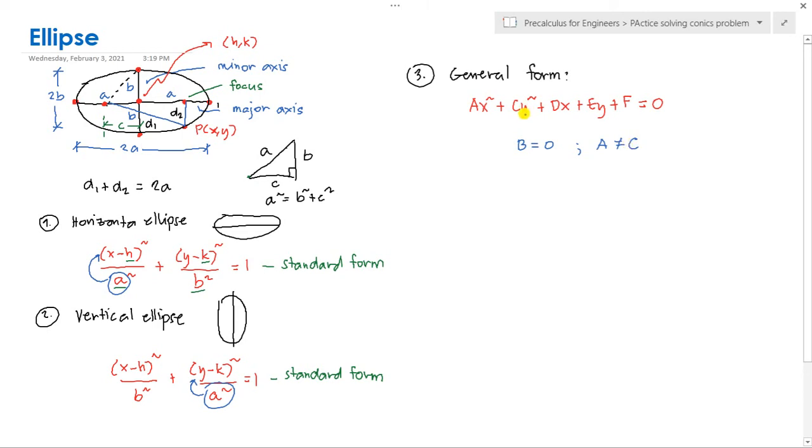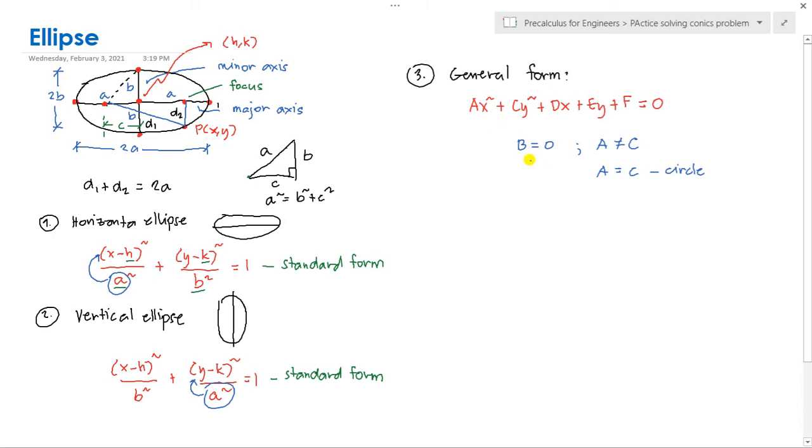So if naa exist nga value sa a, then naa pod exist nga value sa c. If they are not equal, so that is an ellipse, because if the value of a equals c, that is a circle. Okay, so for an ellipse, that is a is not equal to c, and then of course b is equals to 0.